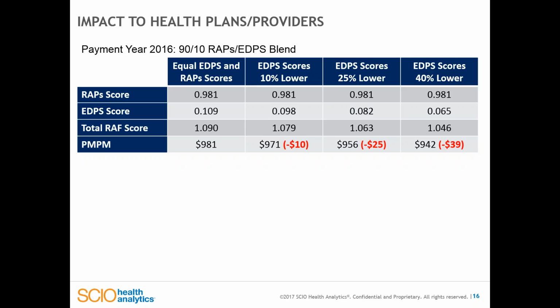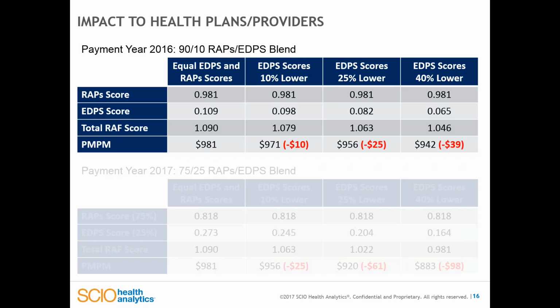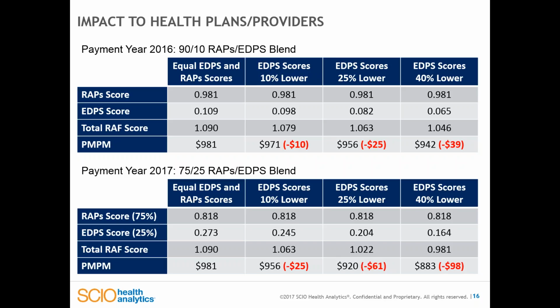Moving on to 25 and 40, you can see the degradation in payment as your EDPS score as a percent of the RAP score continues to decrease. This is 90-10. Now, we're in a 25-75% year. Holding everything equal, in other words, 100% on each side still equals 1.090, so you're 981.